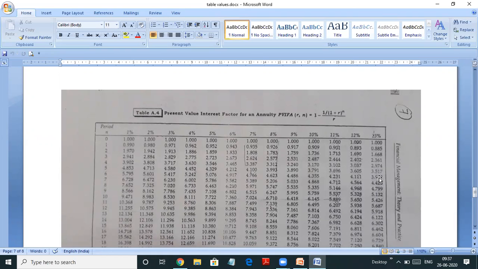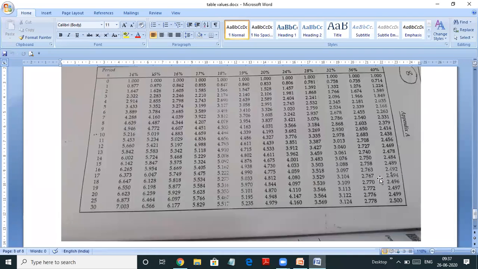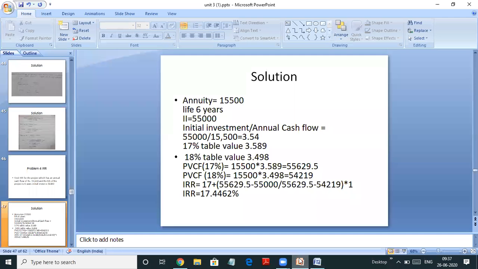See here, till here it is 3.998, so it's more than 13%. Let's go to the next percentages. For 6 years we want 3.54. You get 3.54 in between 17 and 18%. At 17% it is 3.589 and at 18% it is 3.498. So these are the two rates that we will consider: 17% 3.589, 18% 3.498.